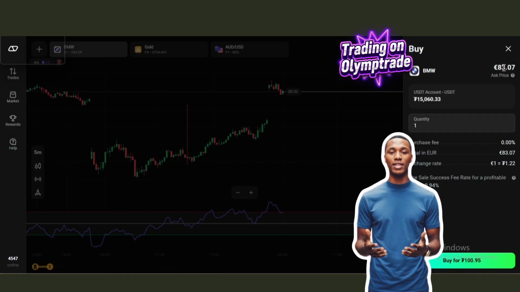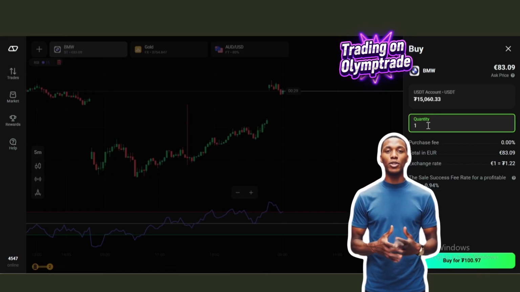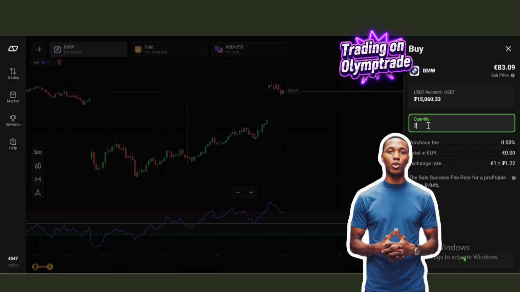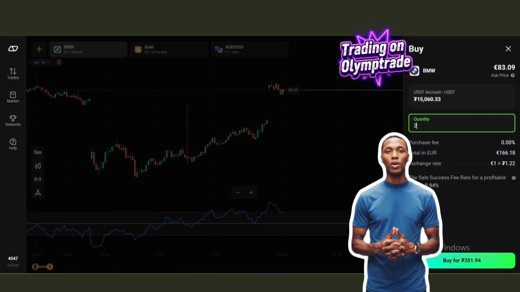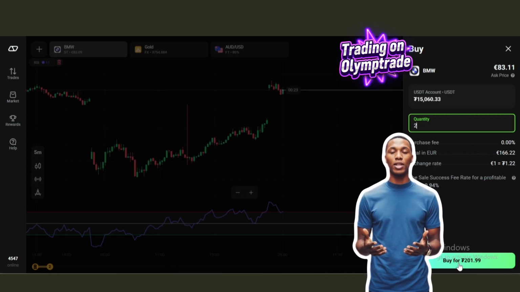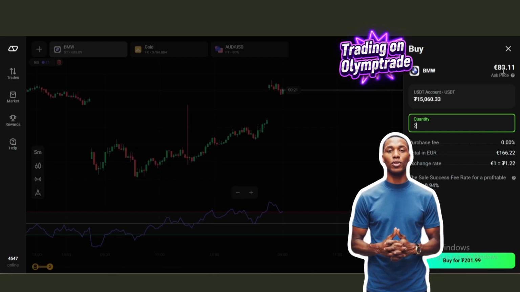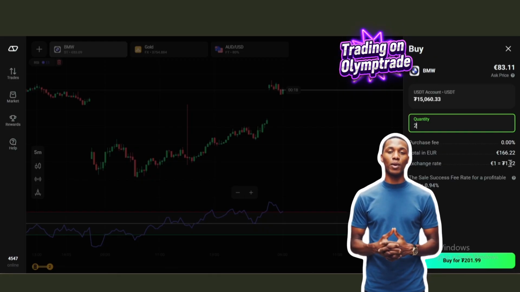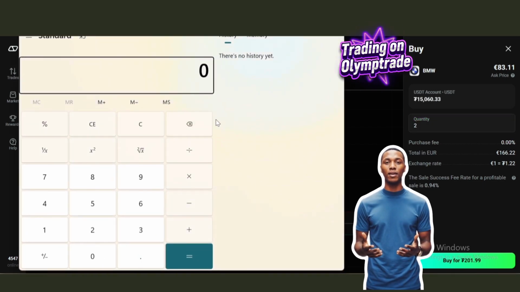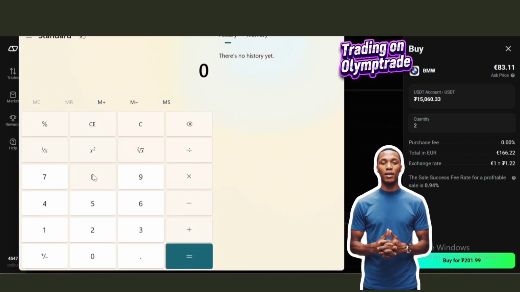So with those vital details in mind, let's assume we are buying 2 quantity of the BMW stock. We'll be having 201 USDT and some change. So we'll be using our calculator to know the value when we are buying a larger quantity of this particular stock. Now let's do some conversion. Let's convert euro to USDT.